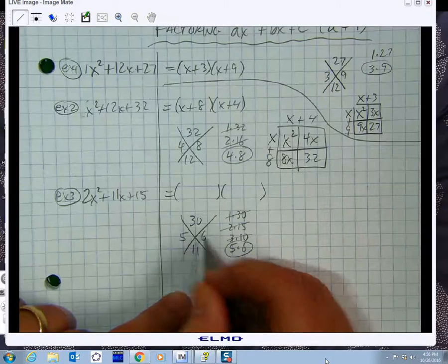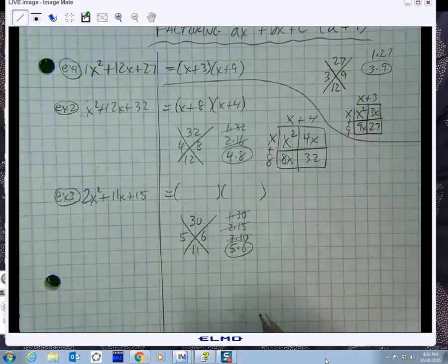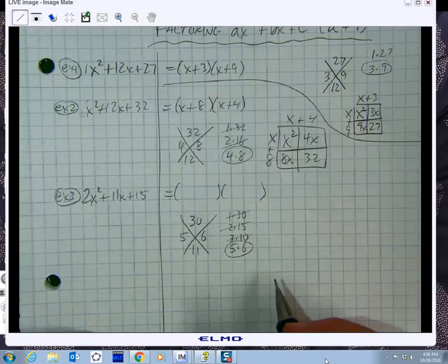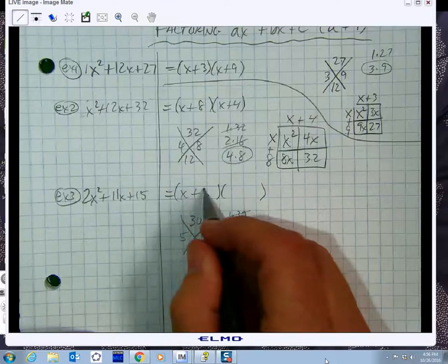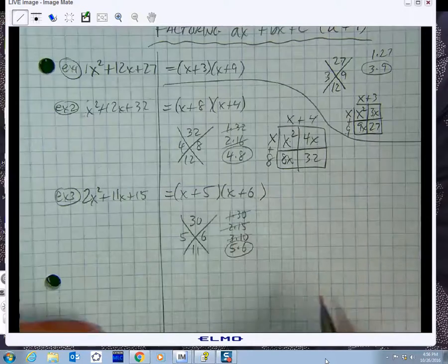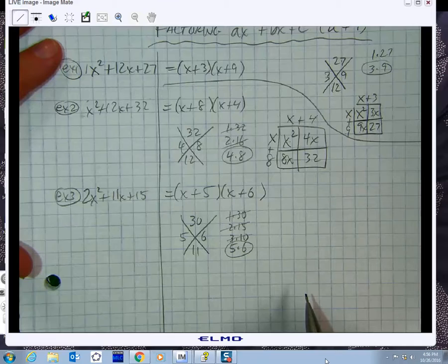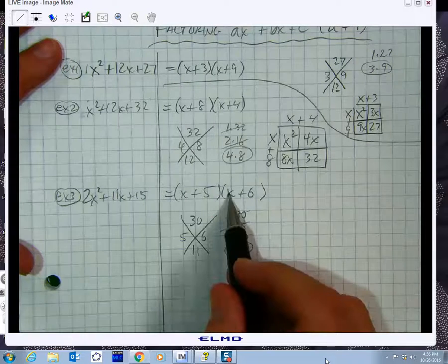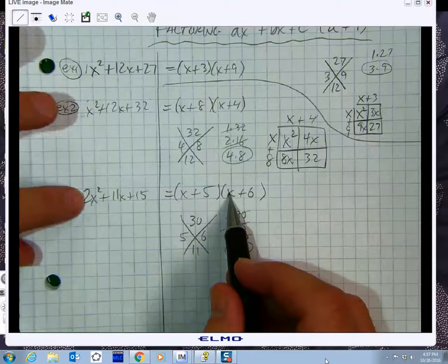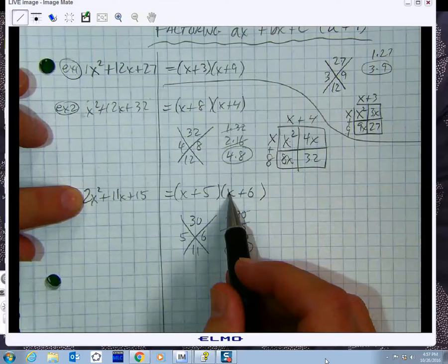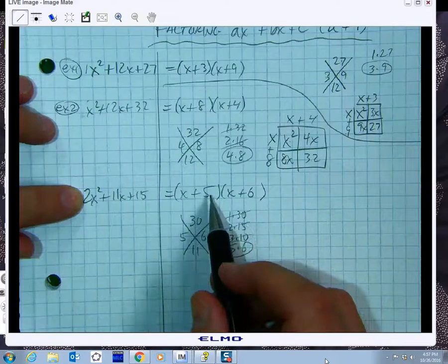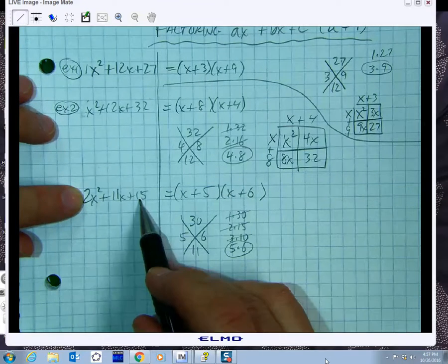Now, you cannot, I repeat, you cannot just do this. In fact, why don't you copy this down and then we'll show you why it's wrong and we'll cross it off. X times x is x squared, not 2x squared. So already it's failed. On top of that, 5 times 6 is 30, not 15. Cross this off. It is no bueno.